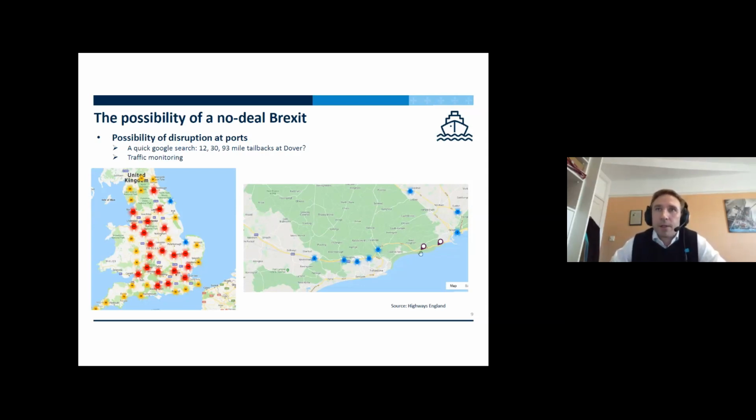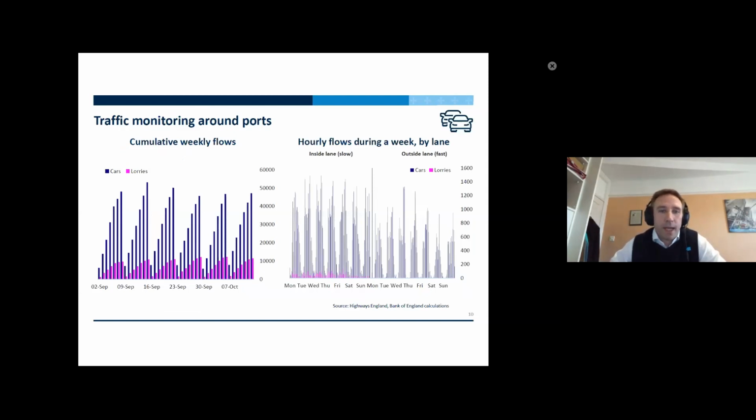So if you pick out the number of lorries going through some of these traffic sensors, you can maybe get a decent proxy for the volume of lorries going to port. As I said, you can do this for other ports, but we focused on Dover here. And these are the kind of outputs that you can get.